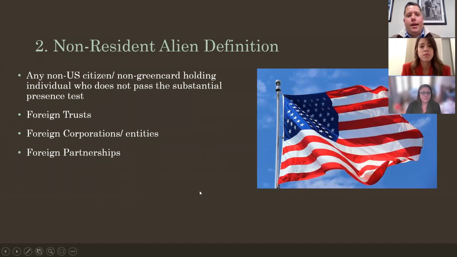What is a non-resident alien? Basically, any non-U.S. citizen, non-green card holding individual who does not pass the substantial presence test. So that applies to individuals, right? You could even have an H-1B visa, for instance, a work visa or something like that.